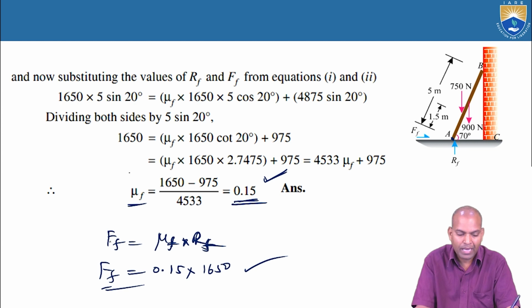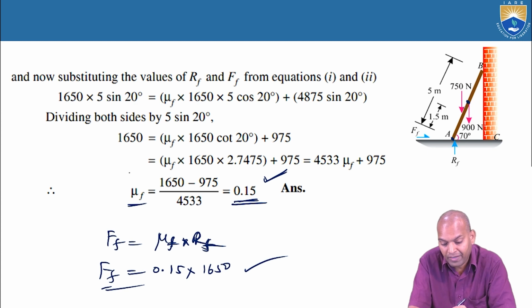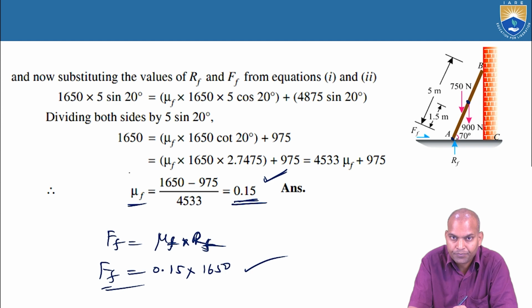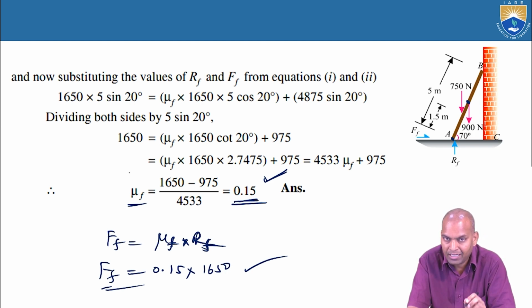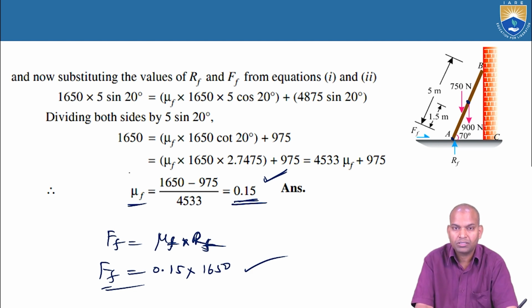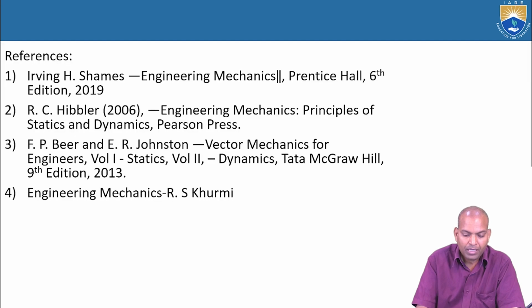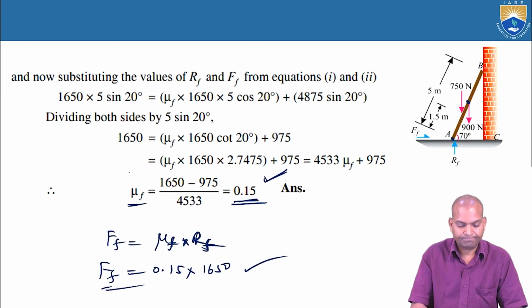When the man is standing, we also consider the weight of the ladder, and here the angle of inclination is given. In the previous problem, only the weight of the ladder was considered. Here, the weight of the ladder and also the weight of the man standing at a distance of 1.5 meters from the bottom of the ladder are considered.